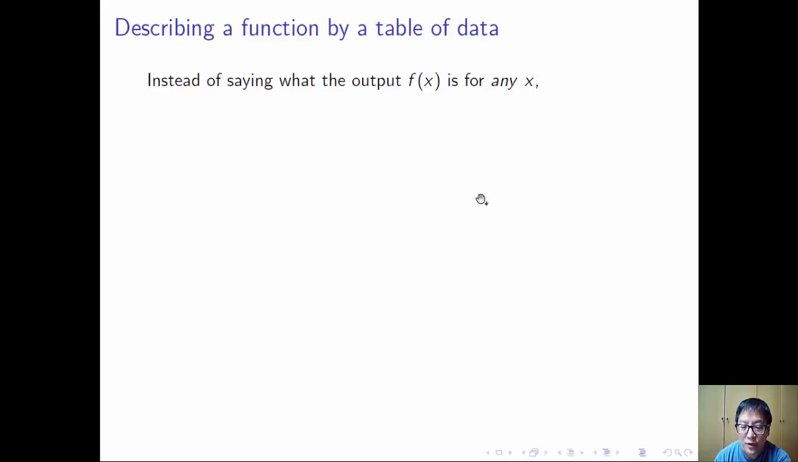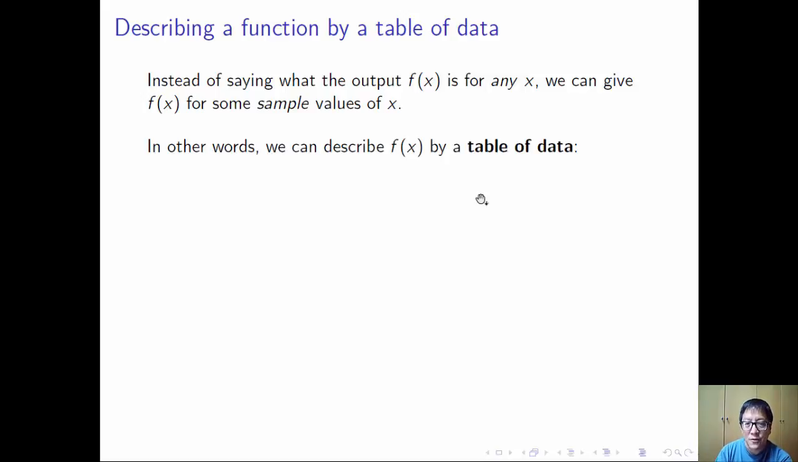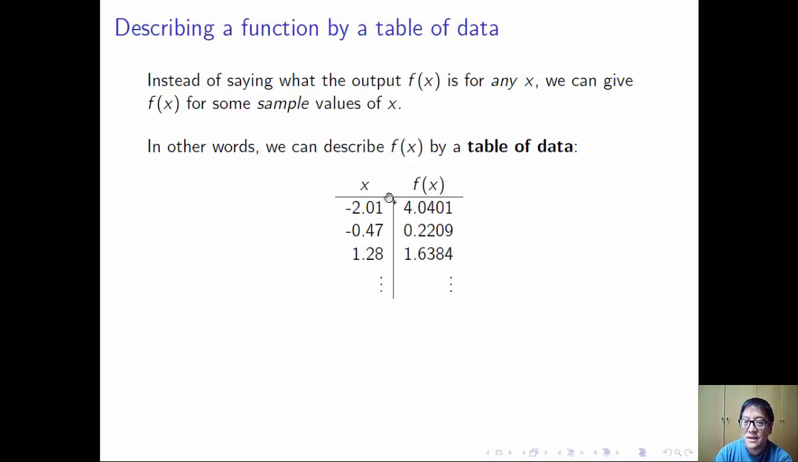Here's another way to describe a function: by a table of data. Instead of saying what f of x is for any random x, you could just say what f of x is for some sample values of x, just some of them, not all of them. In other words, we can describe f of x by a table of data. If you think about it, that's what a table of data is.